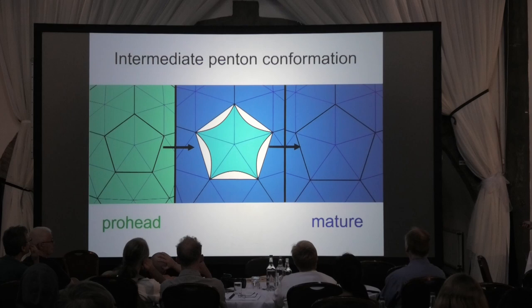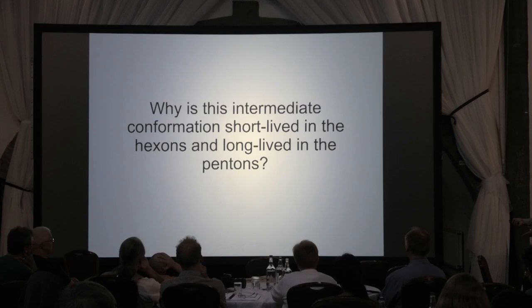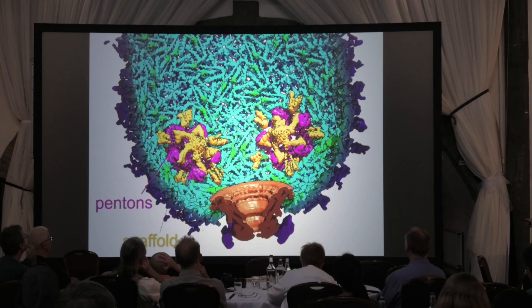And the question is, why is this intermediate conformation short-lived in the hexons but long-lived in the pentons, long enough that we can capture it without even trying? So we had a big hint in these clusters of density under the pentons that showed up when you move the density threshold slider low, and you can see things that are just barely there. And we saw these five-arm structures, which we attributed to the scaffold.